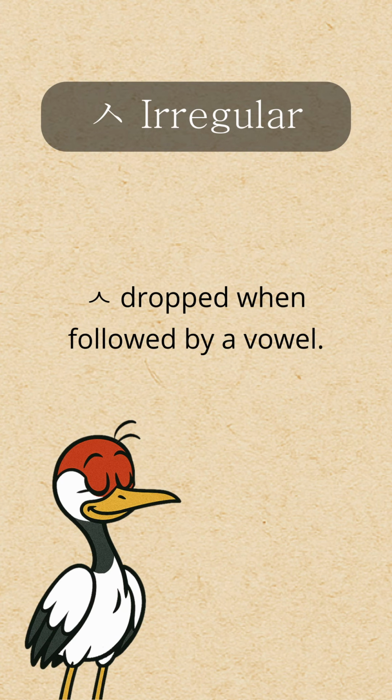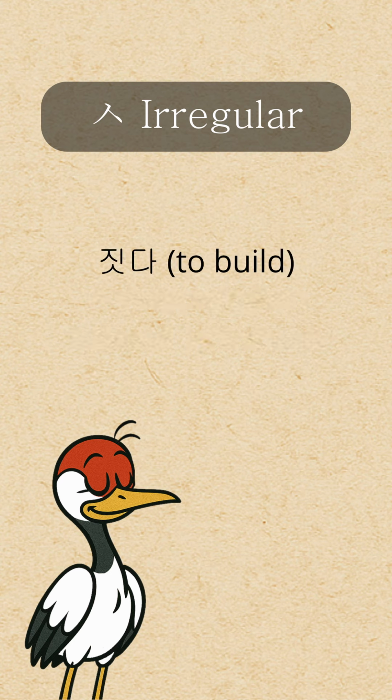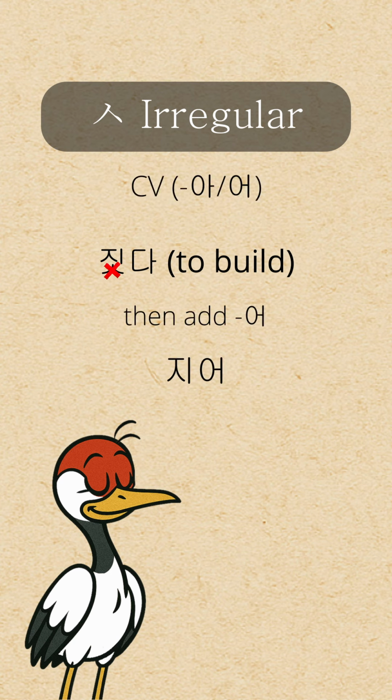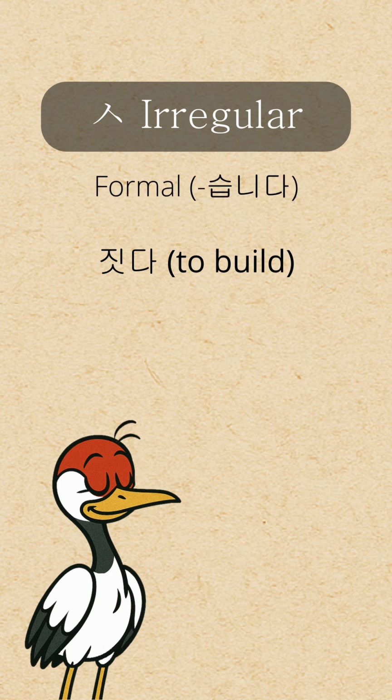ㅅ irregular. For verbs and adjectives whose stems end in ㅅ, the ㅅ is dropped when followed by a vowel. Let's visualize with an example. We have the following word in its infinitive form: 짓다, to build. When trying to form the CV form, we delete the ㅅ and append the syllable, which results in 지어. When trying to apply constructs that start with a consonant, the letter remains: 짓습니다. With the adjectival modifier, it would result in 지은.